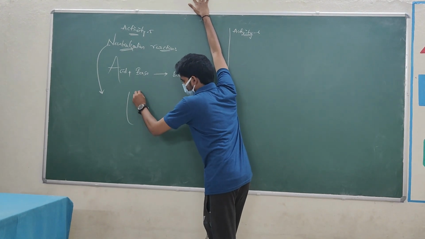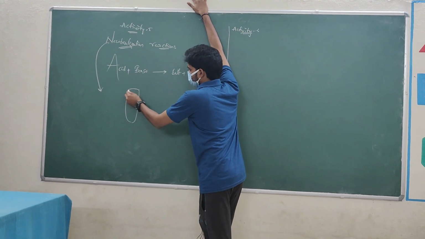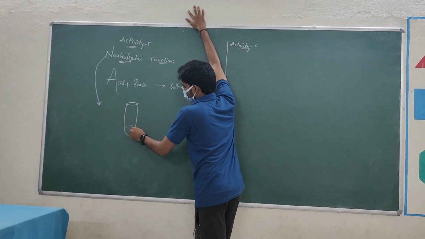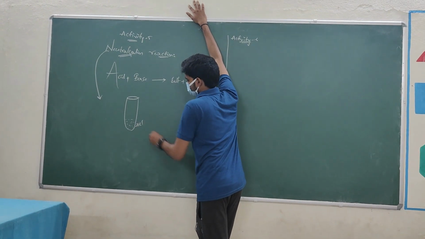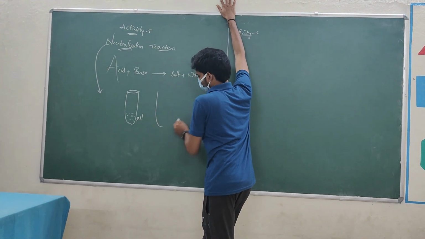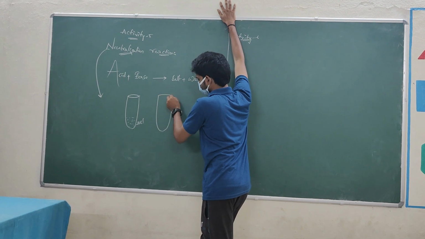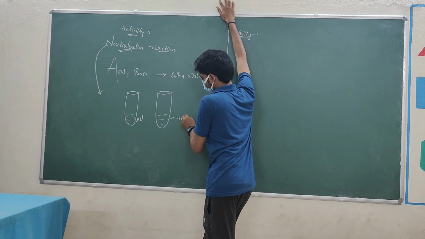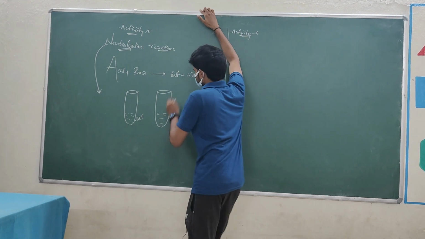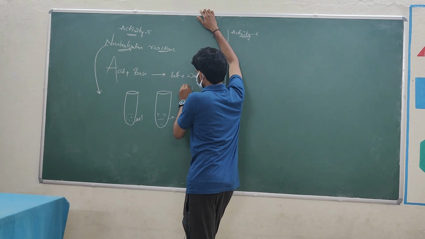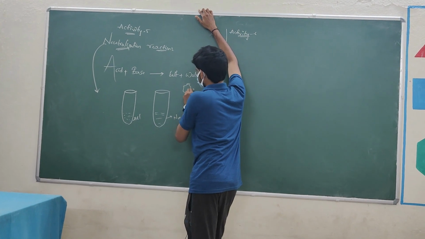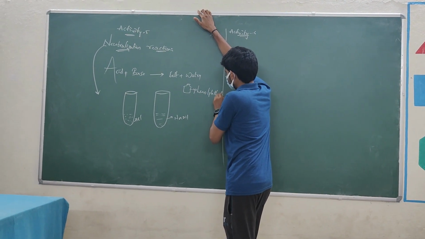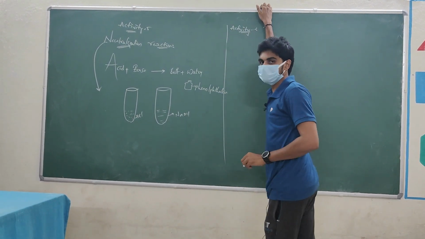In this case, we'll take a test tube. In that test tube, we'll take some amount of HCl, and we'll take one more test tube. In this test tube, we'll take NaOH. Now take an indicator, and let's say this is phenolphthalein. As we have discussed already, phenolphthalein is an indicator.